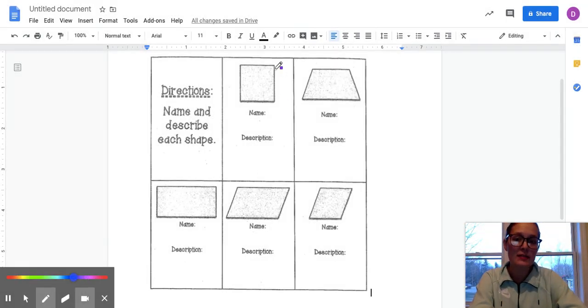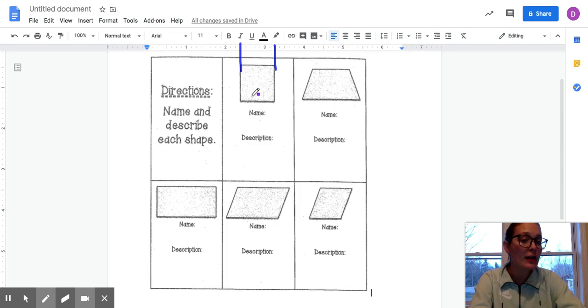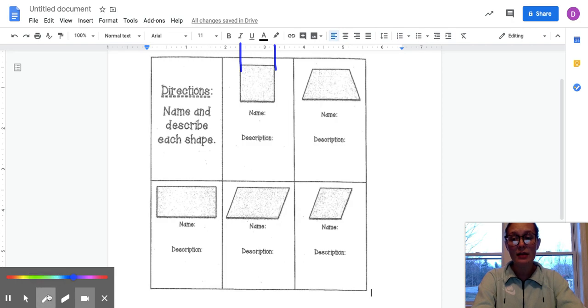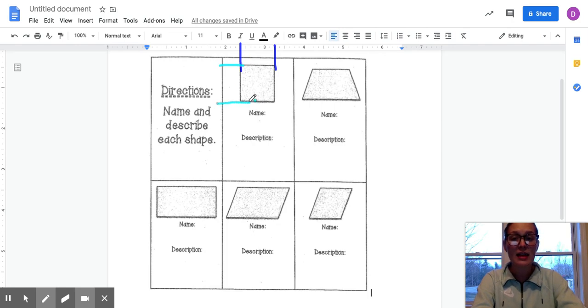Remember, parallel lines are if you extended the lines on opposite sides of the shape, they would keep going forever and ever without touching. So here we have one set of parallel lines because if you kept going forever and ever, they would never cross. Squares are pretty cool because they actually have 2 sets of parallel lines. If we extend these lines, they also would keep going forever and ever and never touch. So one description for a square, you could say 2 sets of parallel lines.